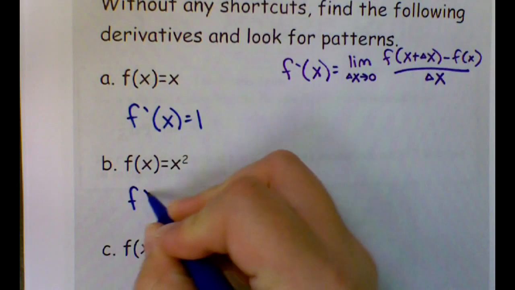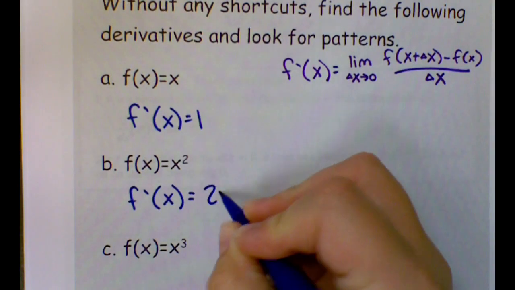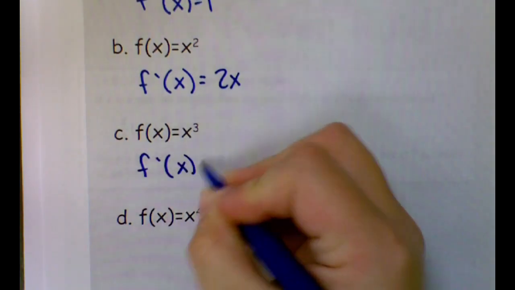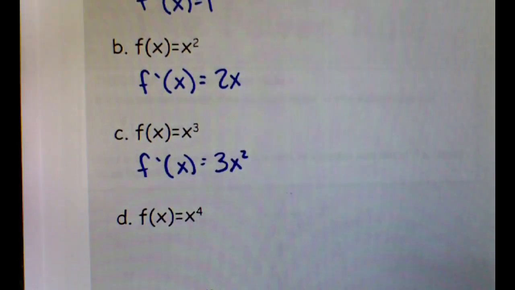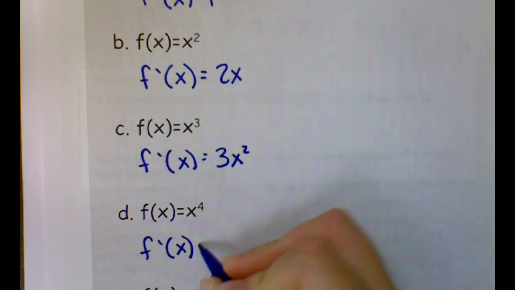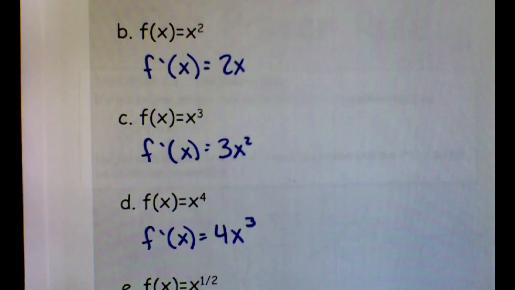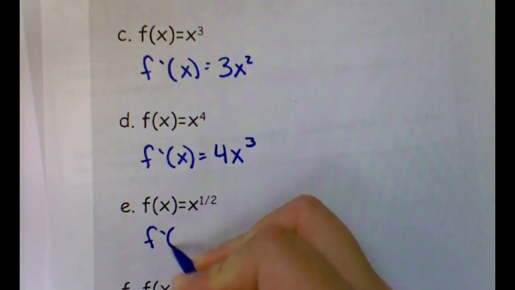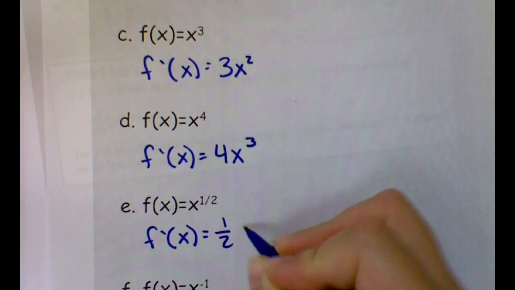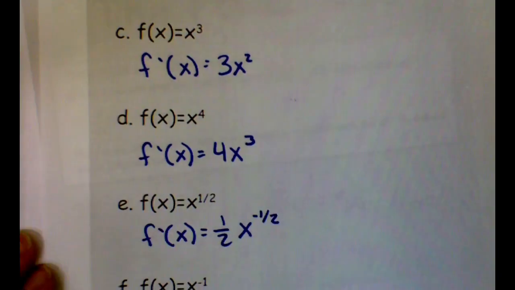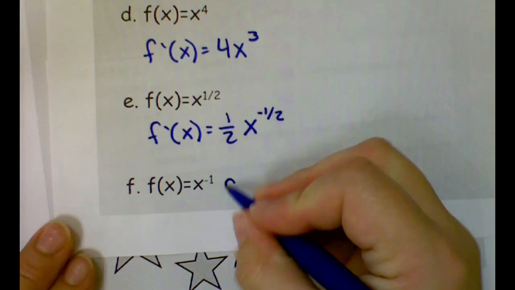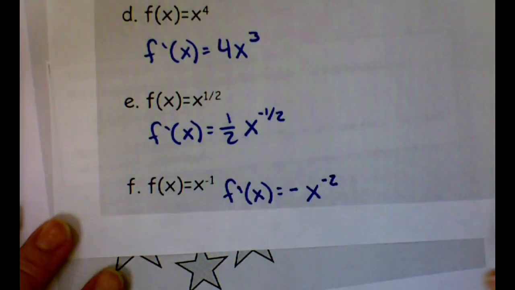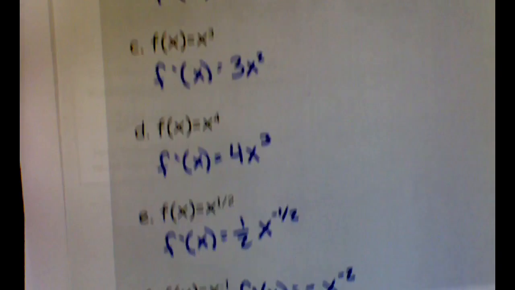And when we do all the math, the derivative of f of x equals x squared is 2x. And for part C, this derivative will give us 3x squared. Part D, our derivative is 4x cubed. Part E, our derivative will be f prime of x equals 1/2 x to the negative 1/2 power. And for part F, our derivative is negative x to the negative 2nd power. Looking at all of those, hopefully you caught on to some patterns.